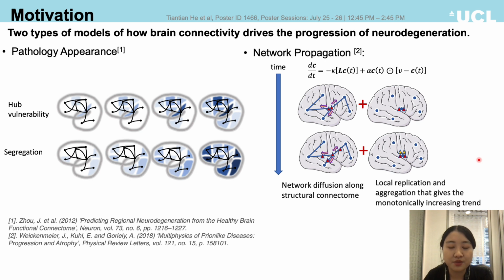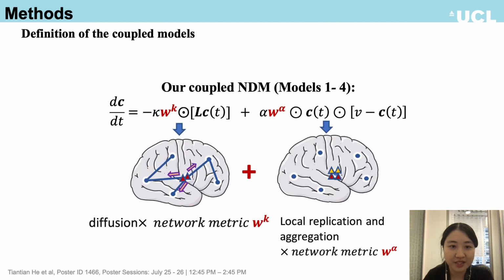Therefore, we aim to construct a more complex dynamic system by encoding the mechanisms from the pathology appearance into the disease propagation dynamic system, by allowing those two to interact in a non-linear way. As a result, we will be able to simulate the progression trajectory underlying coupled mechanisms. We define this two-component network propagation model as our baseline model. And we define our coupled model in the following way.